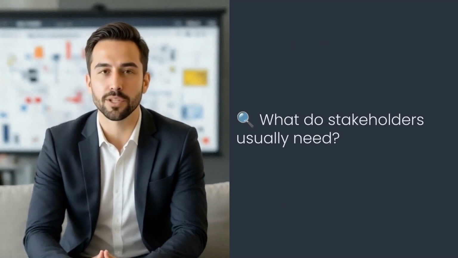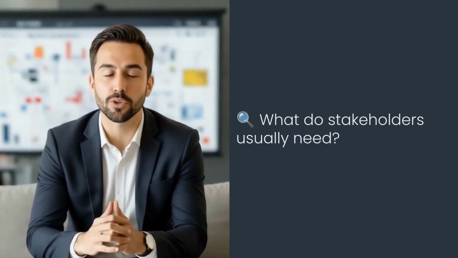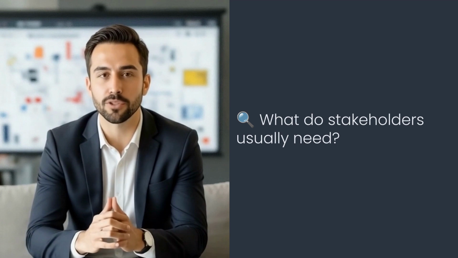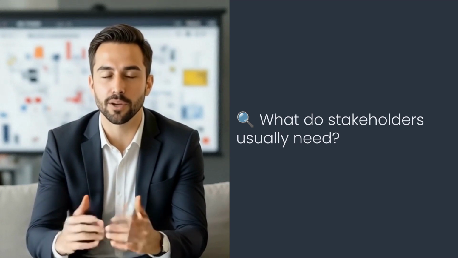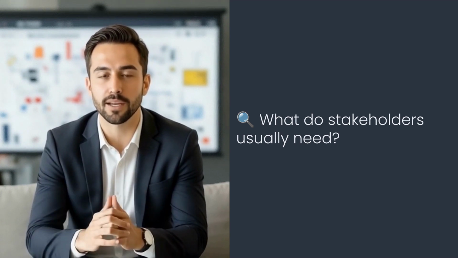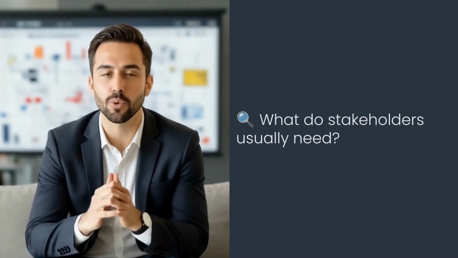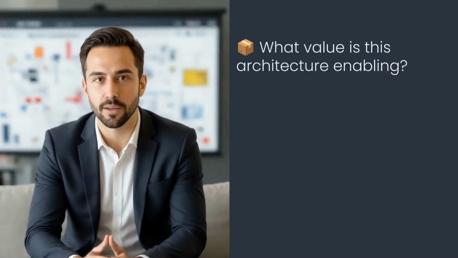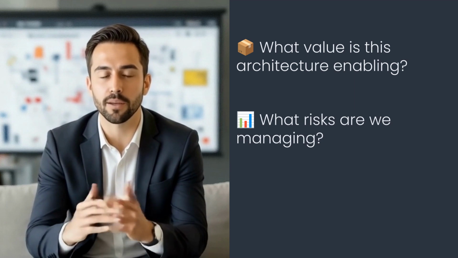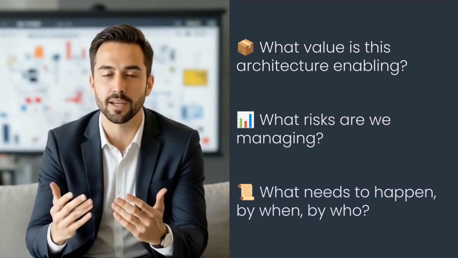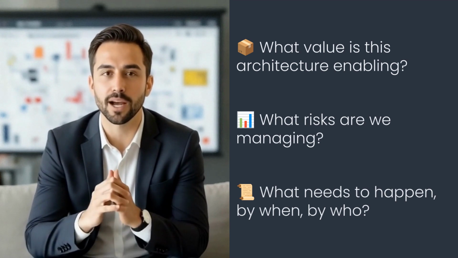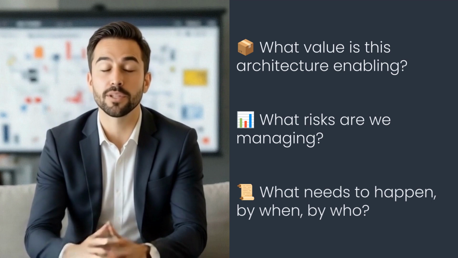So, the big question, what do stakeholders usually need? Well, if you're working with product owners, chief officers, or business managers, they're not looking for answers to questions like, how many microservices are deployed? They're asking much more relevant questions such as, what value is this architecture enabling? What risks are we managing? What needs to happen, by when, and who's involved? Without this, your architecture looks like an isolated system, not part of a strategy.